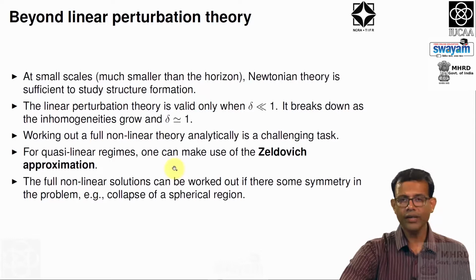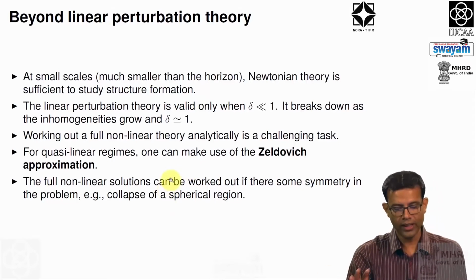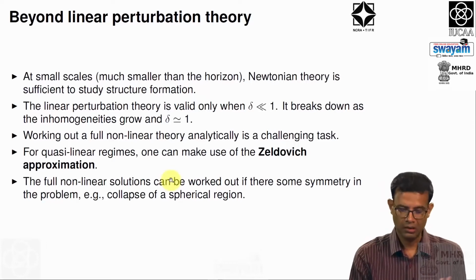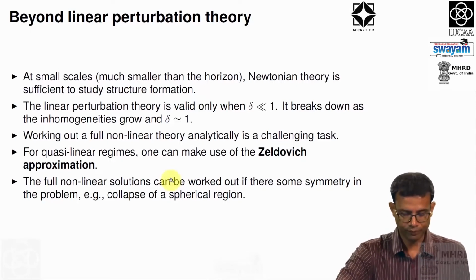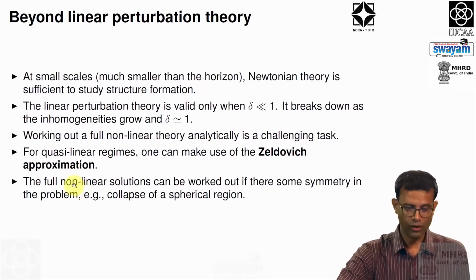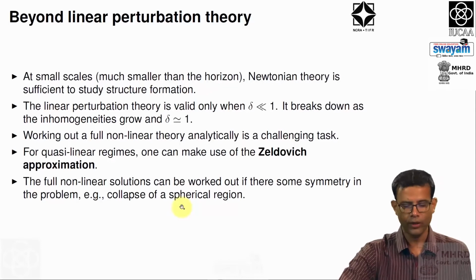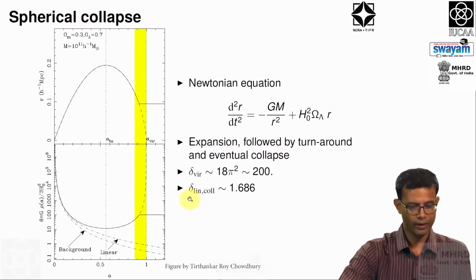The full nonlinear solution can be worked out if there is some symmetry in the problem. For example, if you assume spherical symmetry, so you say I will consider only a spherical region and work out its growth, let's say its collapse because of gravity. So, if there is some symmetry, probably it is possible to work out the nonlinear solutions. For spherical symmetry, it can be worked out quite accurately. Beyond that, it starts to become more and more difficult.